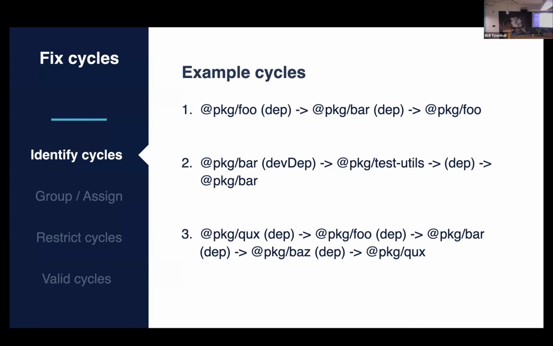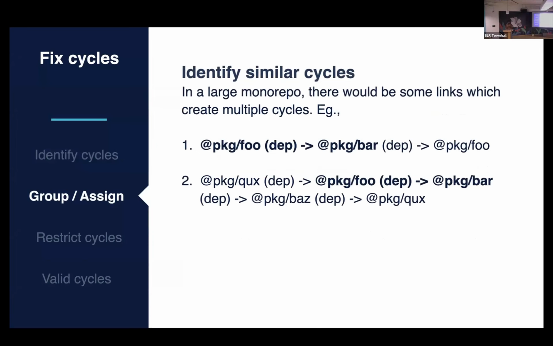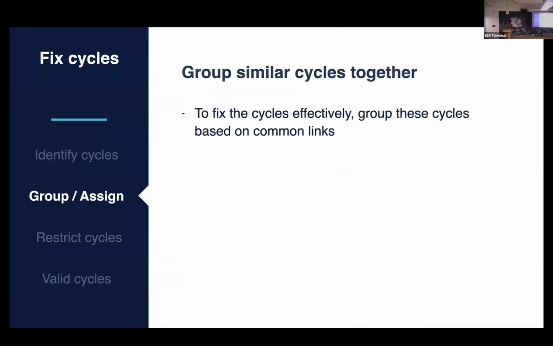How do you do that effectively? So what we analyzed at scale, you find some commonalities between certain cycles. Here you can see, though they are two different cycles, foo being dependent on bar is present in two of these cycles, which means that if you are able to break the link between foo and bar, you break two cycles. So at our scale, we found these kinds of links, where you break a single link and that breaks thousands of cycles, right?